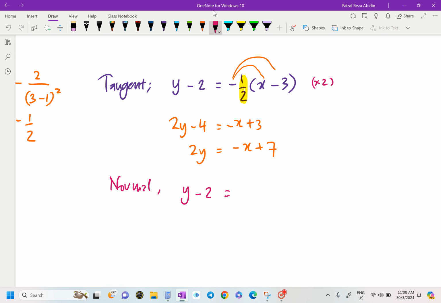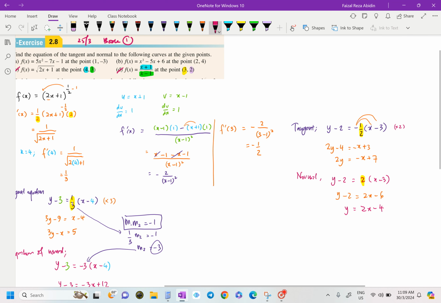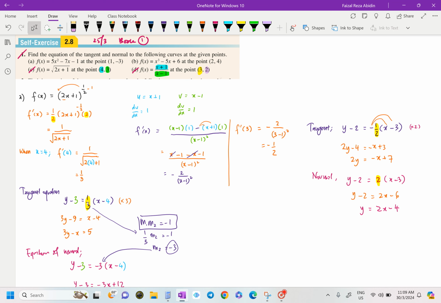y minus 2 equals 2(x minus 3). Remember how to get the 2 here? This is m1, m2, like what we did just now. So what we have over here is y minus 2 equals 2x minus 6, which means that your y is going to be 2x minus 4. That's for our normal here. That's going to be for our number 1, c and d.